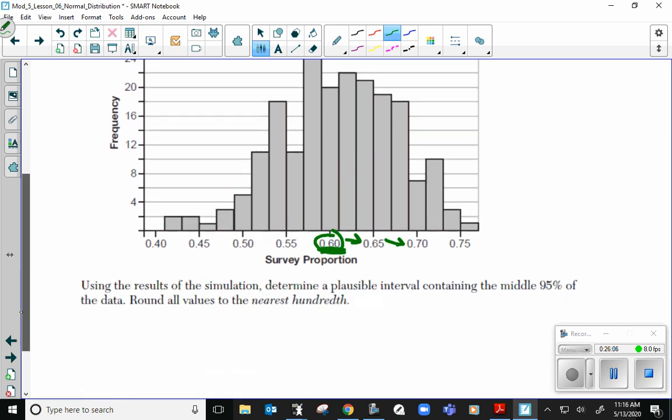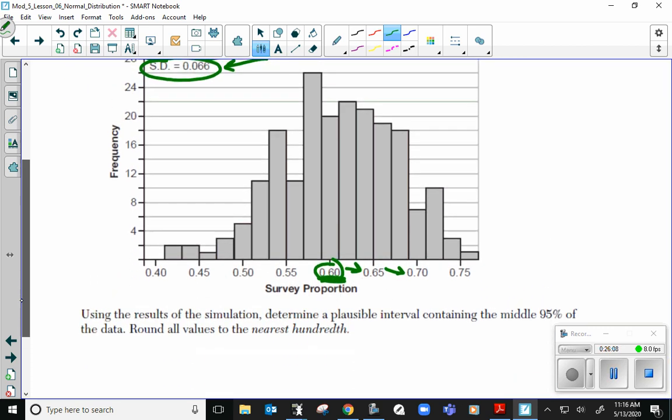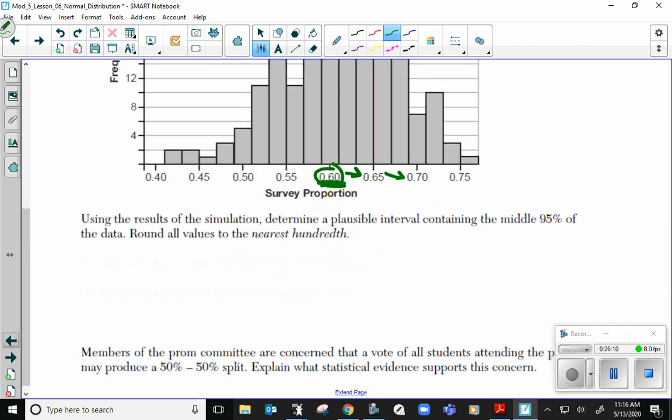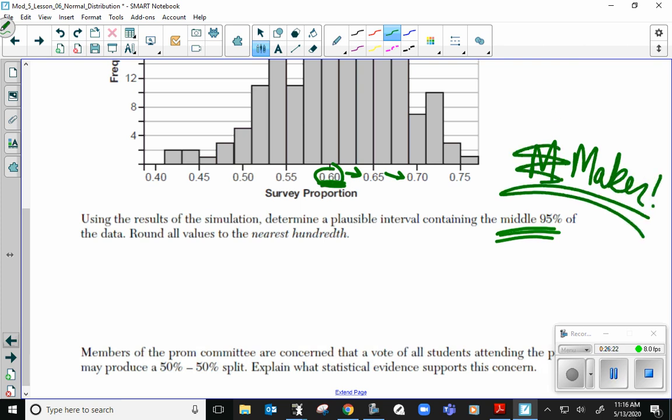Using the results of the simulation, determine a plausible interval containing the middle 95% of data. Oh, children, that's my moneymaker. I know that is my mean, plus or minus 2 standard deviations. They went to the nearest hundredth.